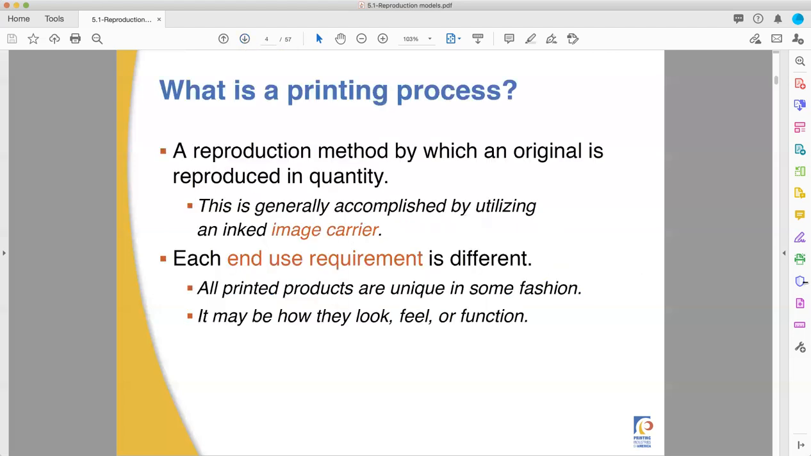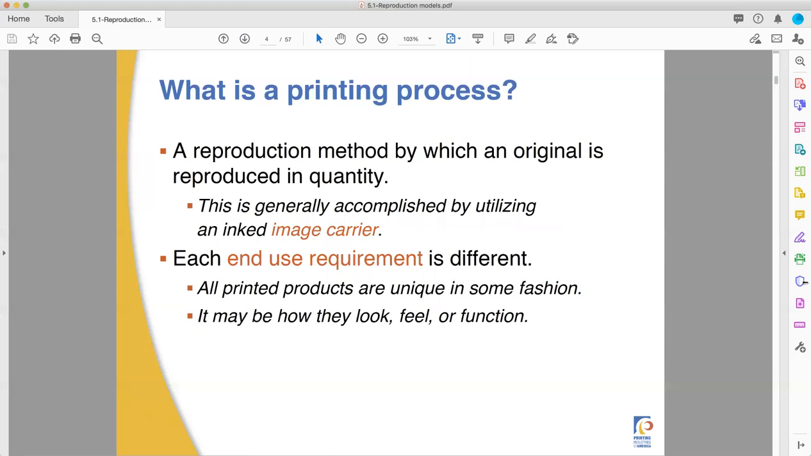So a printing process is any sort of reproduction method where an original is reproduced in quantity. That means you're taking one and you're making lots of copies. Generally speaking, you need to use some sort of image carrier that's going to take it and transfer that image onto multiple sheets of paper or whatever other thing you are printing on, called the substrate. The end use is different, and every single print product is unique in some way. It all depends on what it's going to be used for.